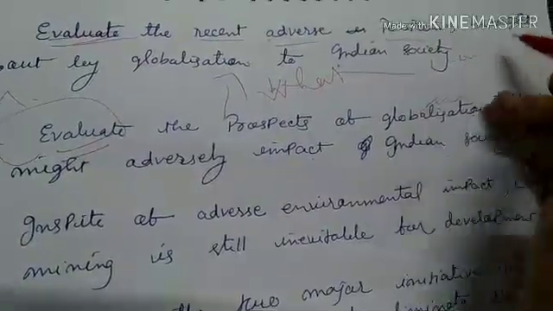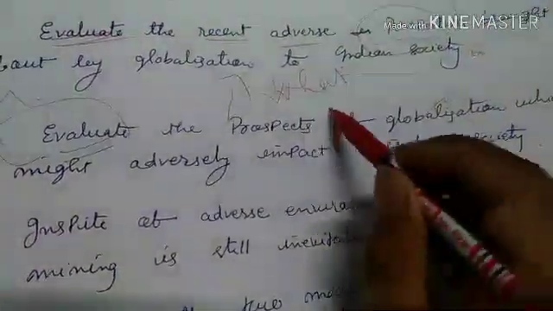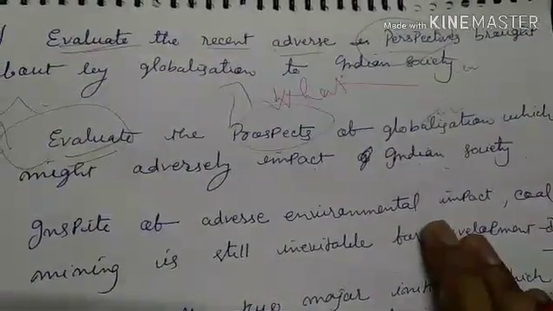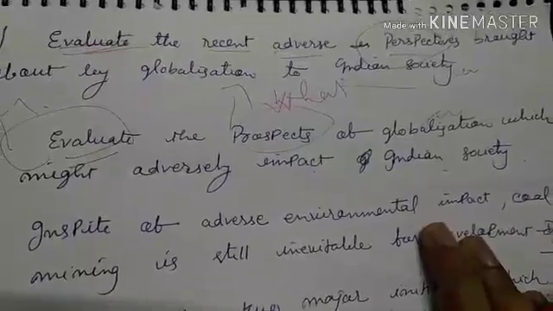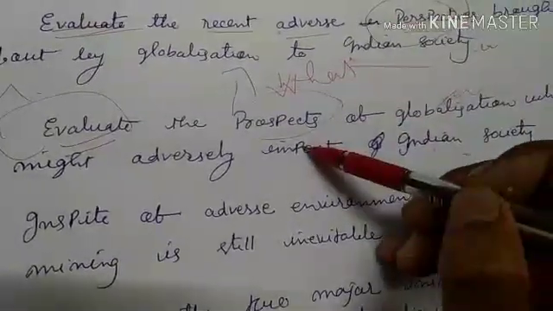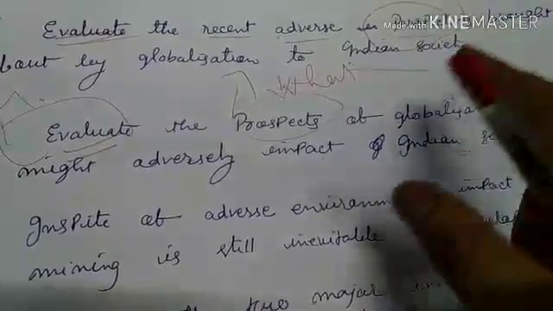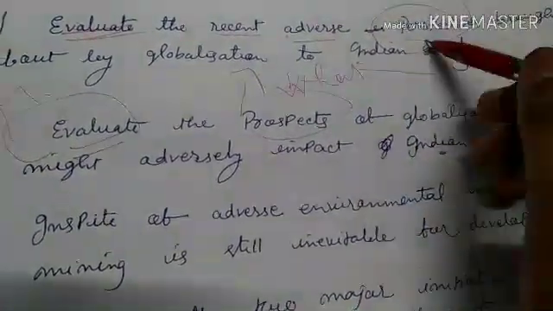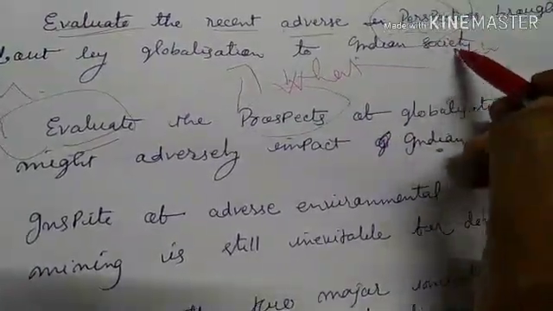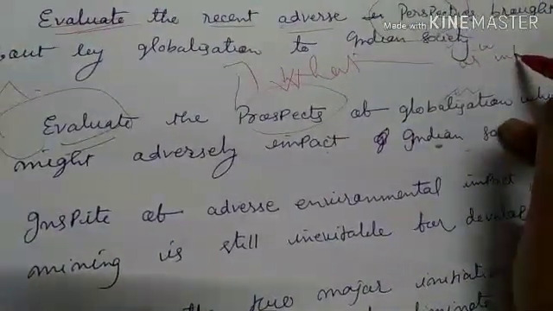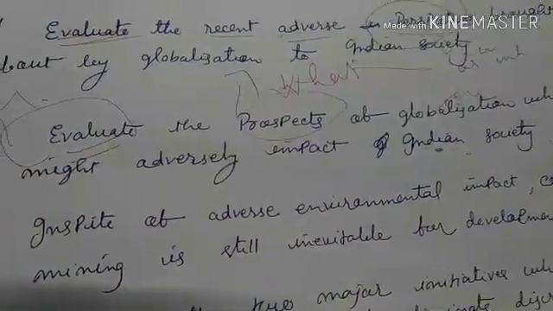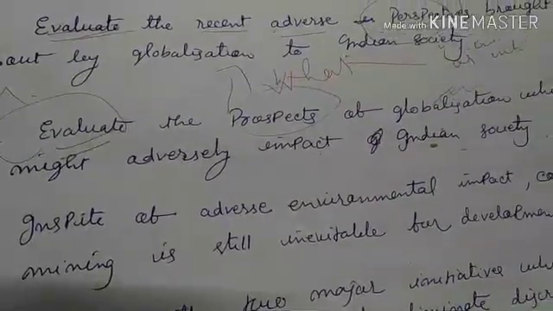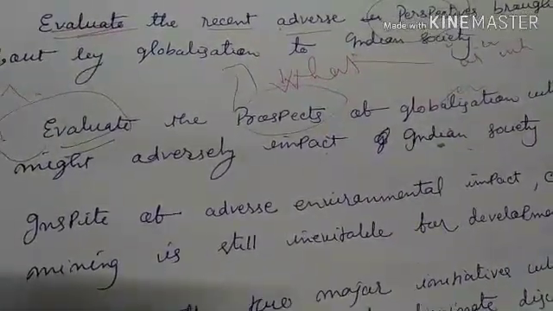First are the words perspectives and prospects. I told you that when we read words every day, we generally ignore the exact meaning. Here, perspectives and prospects, though they seem the same, have a bit different exact meaning. There is a slight difference between them. Perspectives means as a whole, the whole picture. We are asked to evaluate the whole picture of adverse impacts of globalization to Indian society.